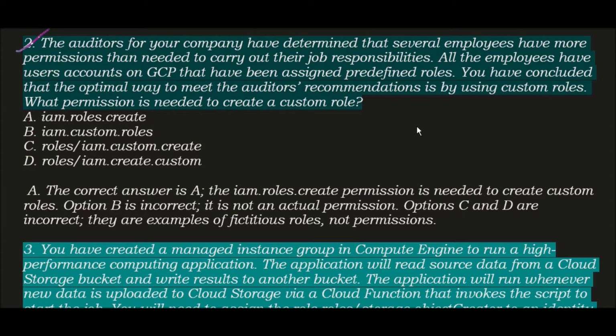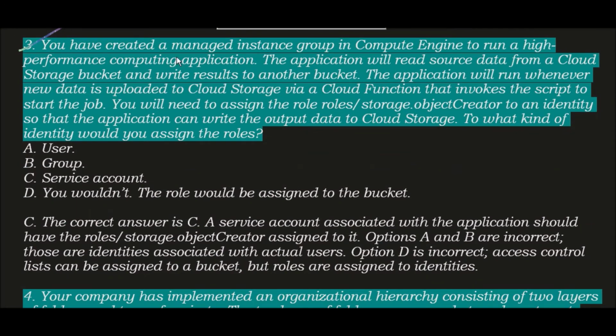iam.roles.create is the correct answer here because the iam.roles.create permission is needed to create custom roles. Okay, option B, iam.customRoles is incorrect because it's not an actual permission. Now option C, roles/iam.custom.create, and option D, roles/iam.createCustom, are both incorrect because they are examples of fictitious roles, not permissions. That's why here the correct answer is option A, iam.roles.create.